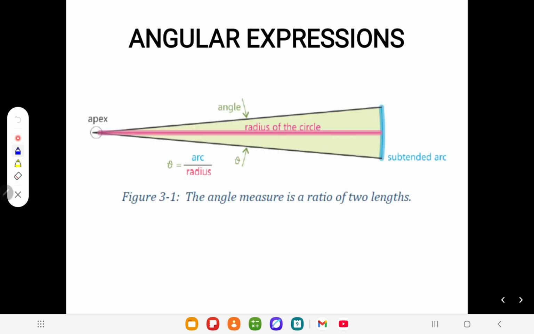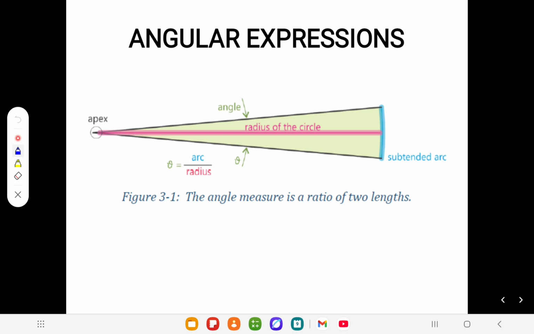Okay, so let's move. Angular expression is very important when you are talking about vision. We must understand angular expression because what do you mean by 6 by 6? It definitely means the minimum angle of resolution is 1. And what do you mean by a minimum angle of resolution? It shows us the difference between two resolving things, whatever it is. At our nodal point, it's 1 minute of arc, isn't it? So what is actually angular expression?